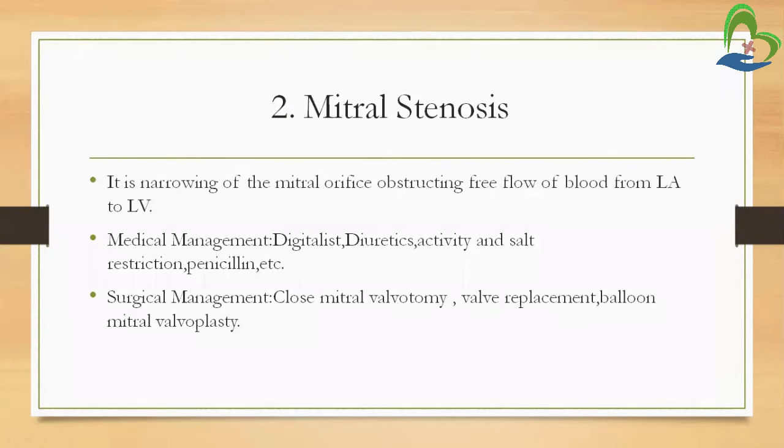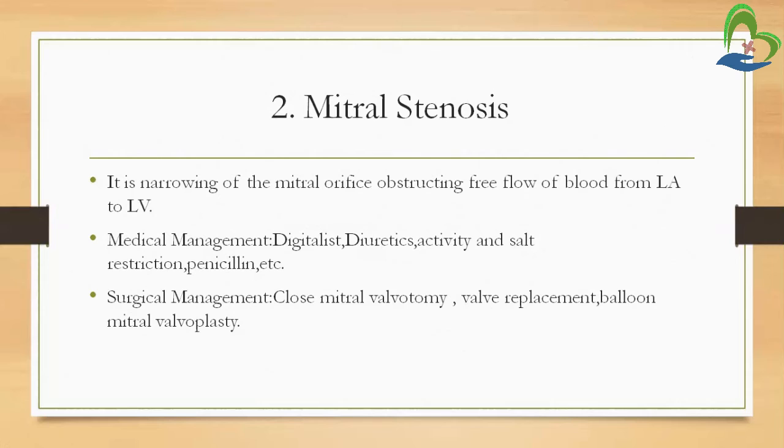Then the second condition is mitral stenosis. Stenosis means narrowing. So it is narrowing of the mitral orifice, obstructing the free flow of blood from the left atrium to the left ventricle. Because the mitral valve has narrowed, blood cannot flow freely from the left atrium to the left ventricle. Medical management for this condition is digitalis, diuretics, activity and salt restriction, and penicillin, etc. Surgical management is closed mitral valvotomy, valve replacement and balloon mitral valvuloplasty.